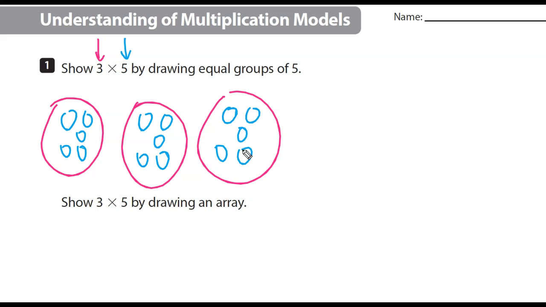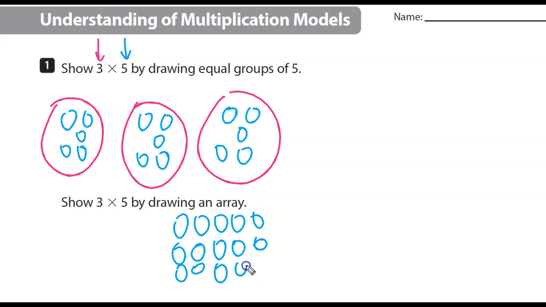The next one says show an array. The first factor tells me how many rows I have. So how many rows am I going to need? 3. 1, 2, 3. The second number tells me how many columns I am going to need. How many columns am I going to need? 5. Or how many in each column, right? 1, 2, 3, 4, 5. 1, which I have already, 2, 3, 4, 5. And I'm done. That's all you have to do for the first one.